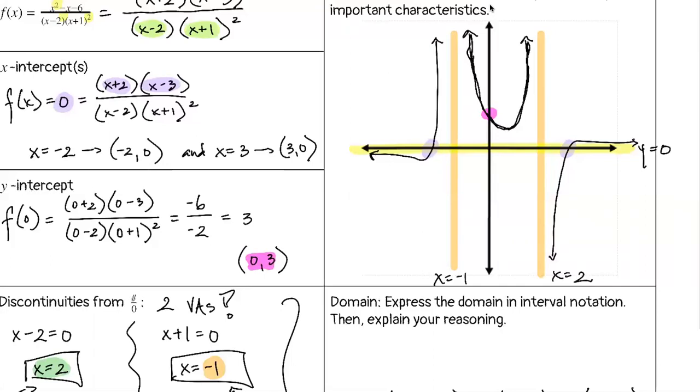What is the yellow line I highlighted? The yellow line is the horizontal asymptote at y equals 0.